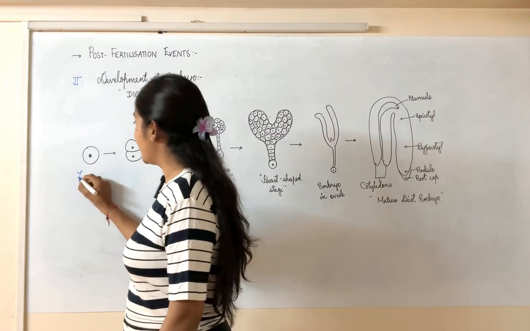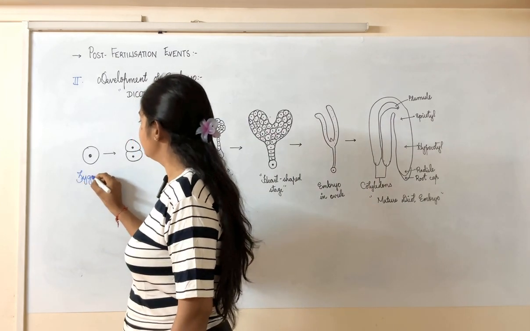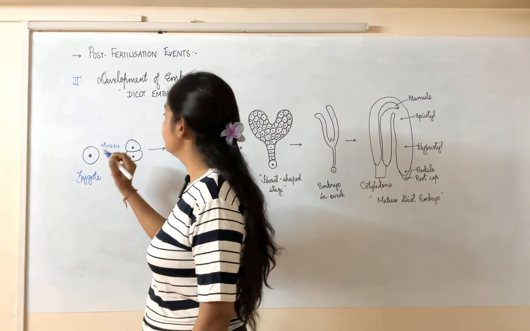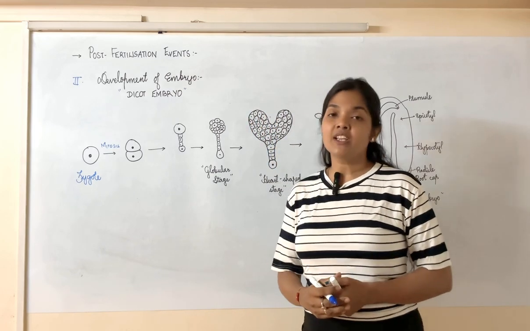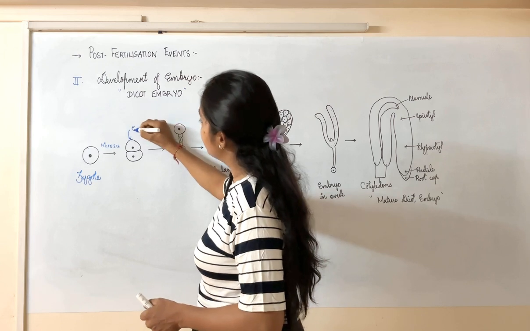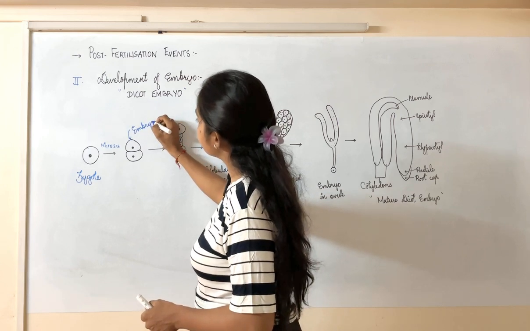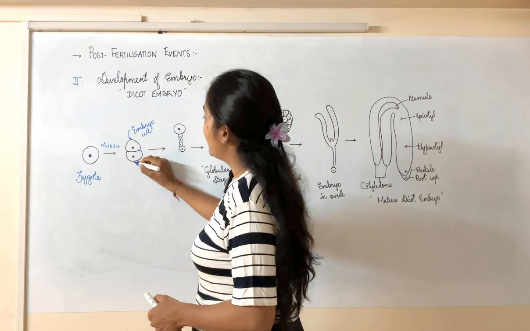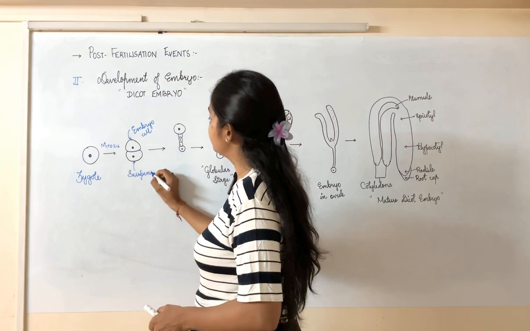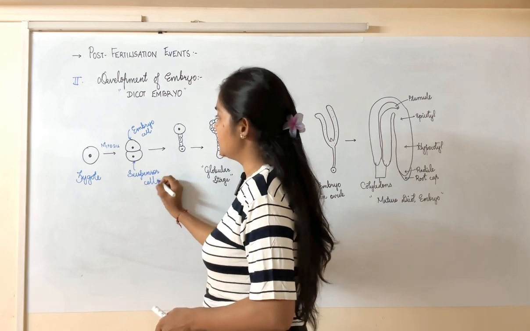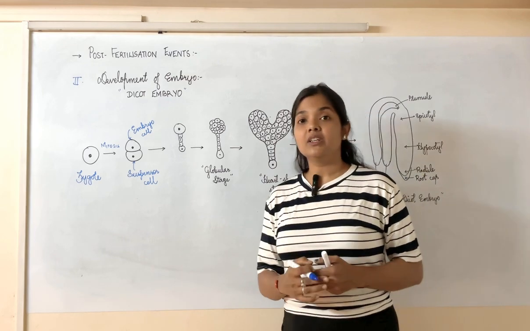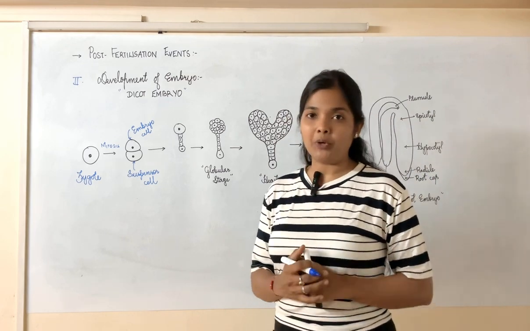So it begins with zygote undergoing mitotic division. So when zygote undergoes mitosis, it gives rise to two cells. The upper one here is called as embryo cell and the one present below is called as suspensor cell. So now we have two cells here, the embryo cell and the suspensor cell.